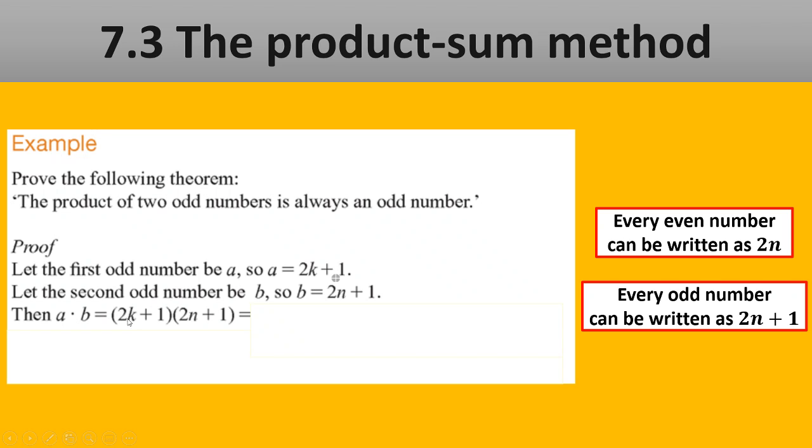2k plus 1 times 2n plus 1. This we can now work out if we want to. We can multiply out the brackets using the parrot's beak method. Let's do that. You will find 2k times 2n is 4kn, 2k times 1 is 2k, 1 times 2n is 2n, and 1 times 1 is 1.